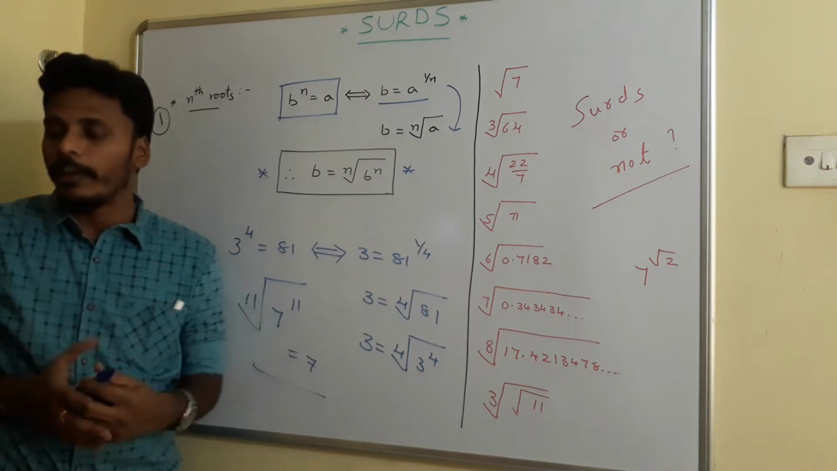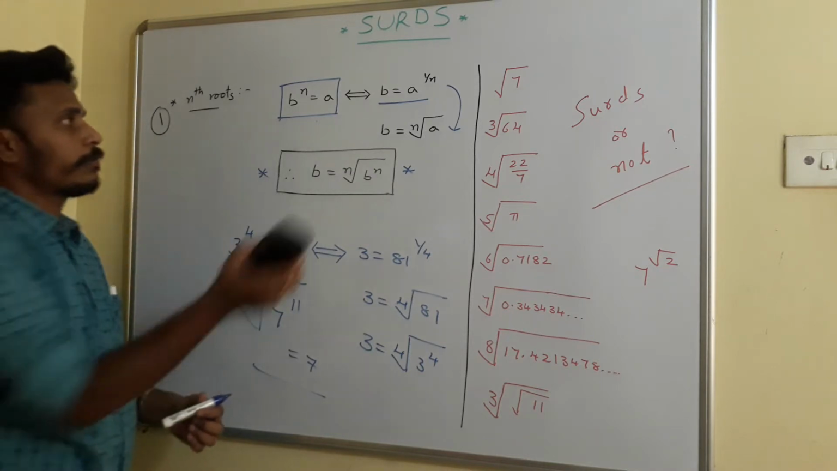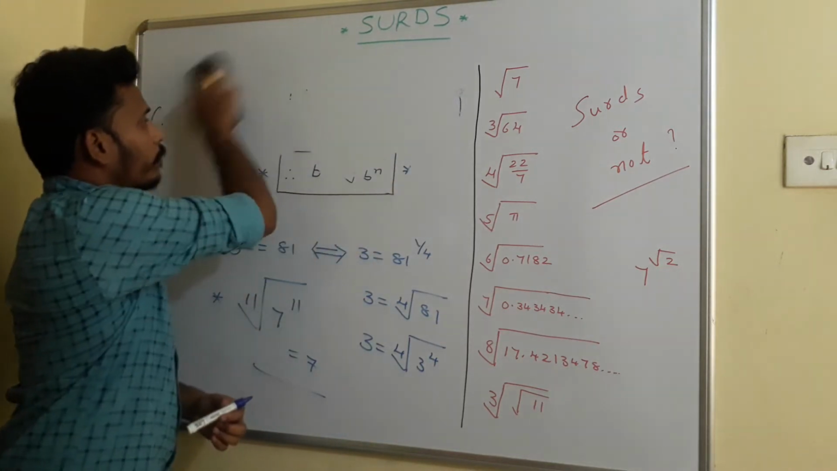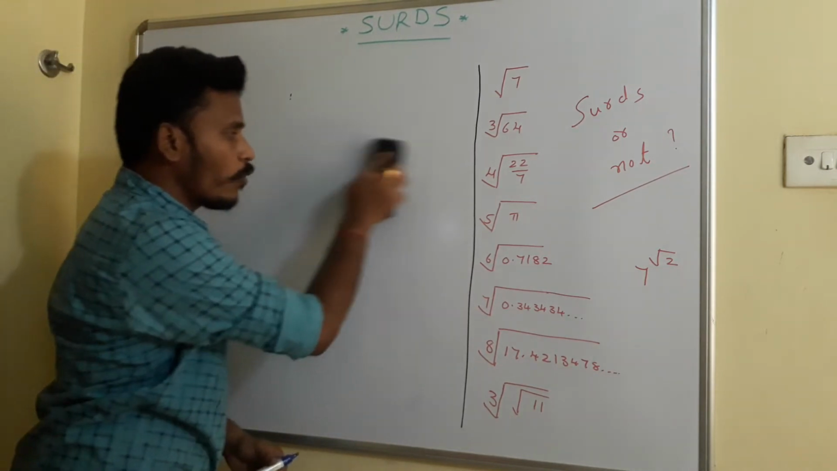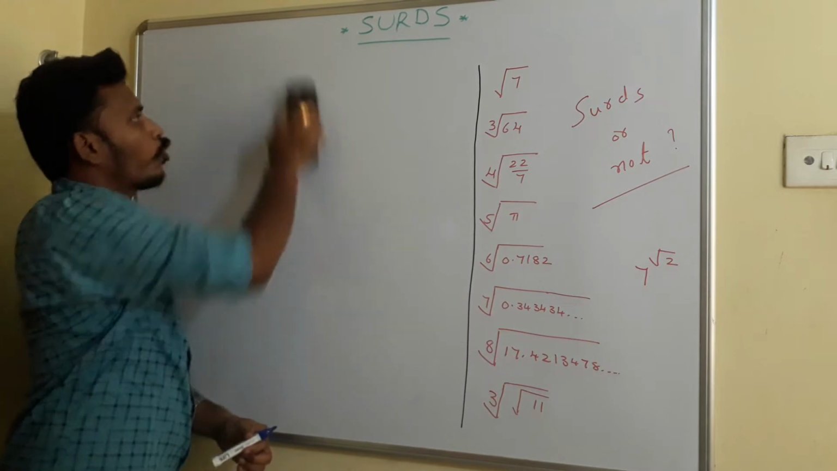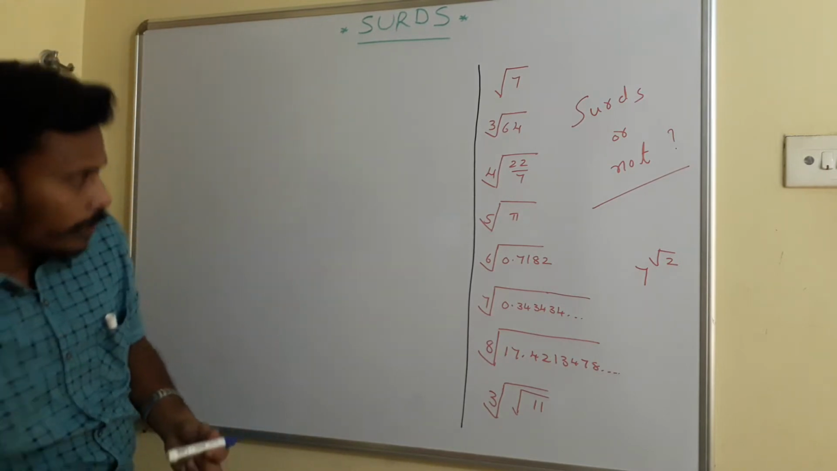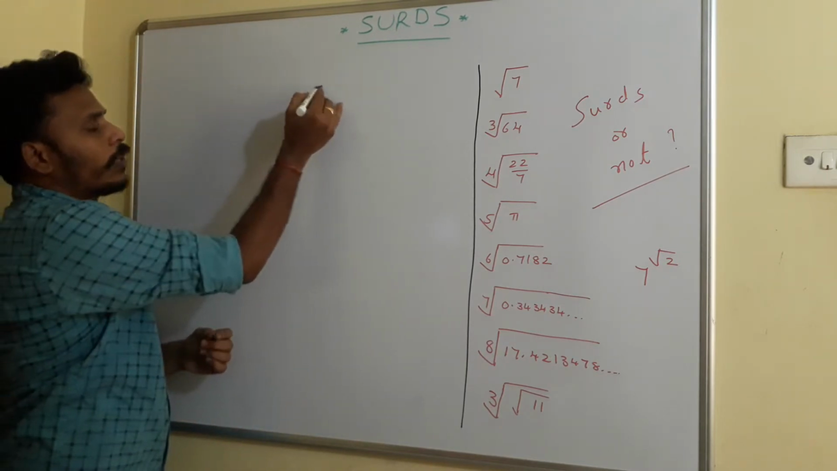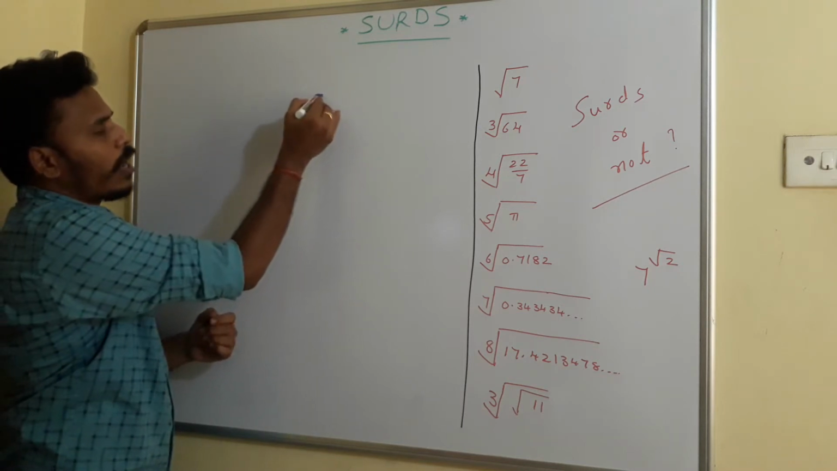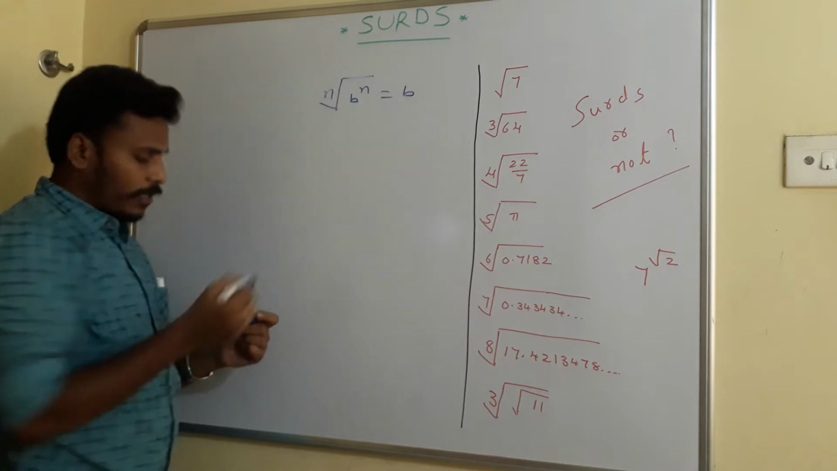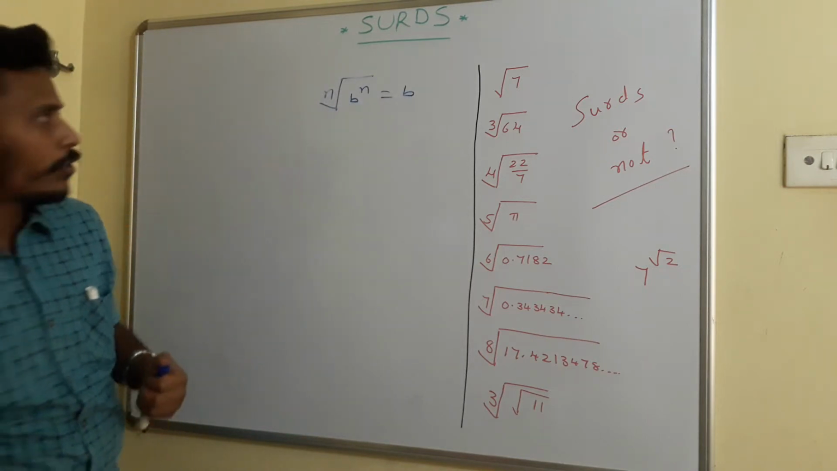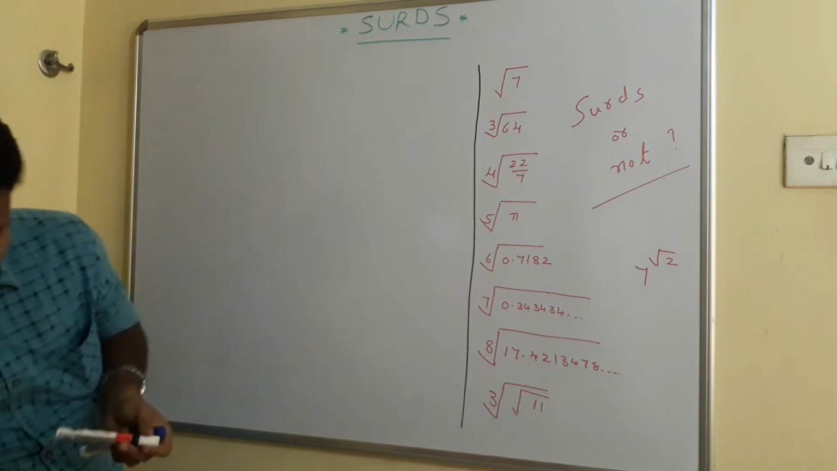Then moving to the definition of surd. How is it? If you look, we already mentioned the nth root of a power n, right? So what do we have? Nth root of b power n is equal to b, we have it, right? Just leave it. Now I am going to discuss the definition of surds, right?